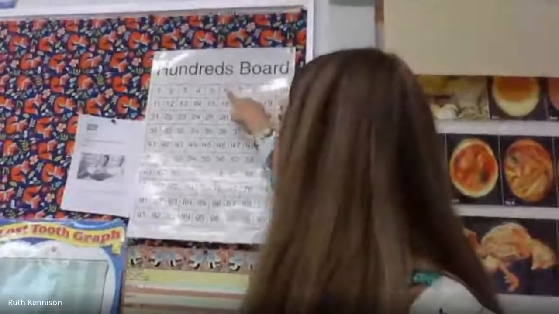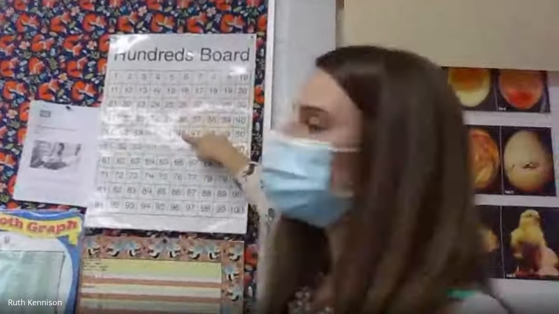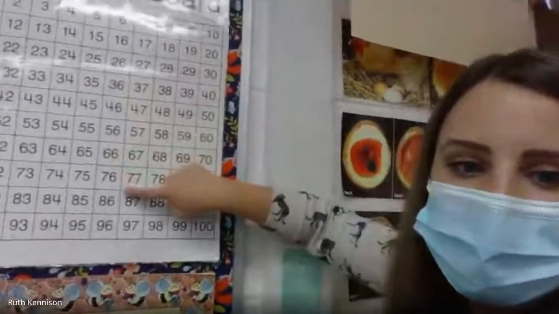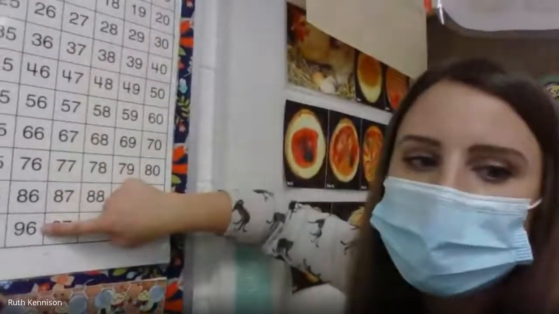If we start at the 6, we can still count by 10: 6, 16, 26, 36, 46, 56, 66, 76, 86, 96. And then the next one would be 106, right? So we can count by 10s even if we don't start at the 0. It's pretty cool. Pretty cool.